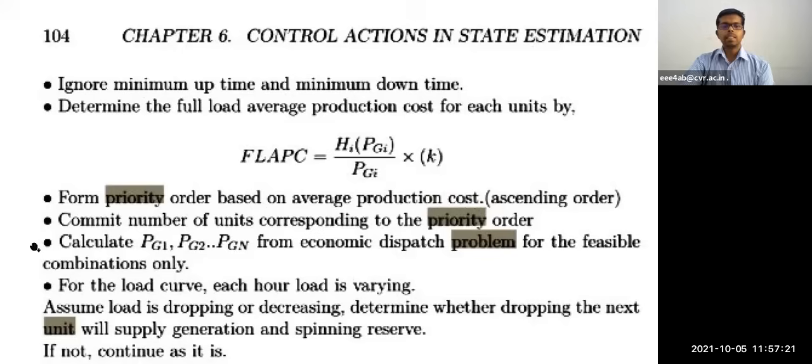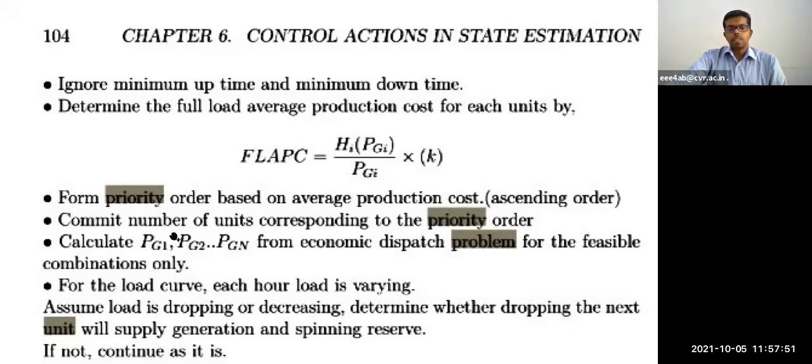Next, commit the number of units corresponding to the priority order. So we need to commit the generating units corresponding to the priority order. Whatever priority order we frame, according to that we need to commit the number of generating units. Next, calculate the PG1, PG2 up to PGN for the economic load dispatch problem for feasible combination 1.